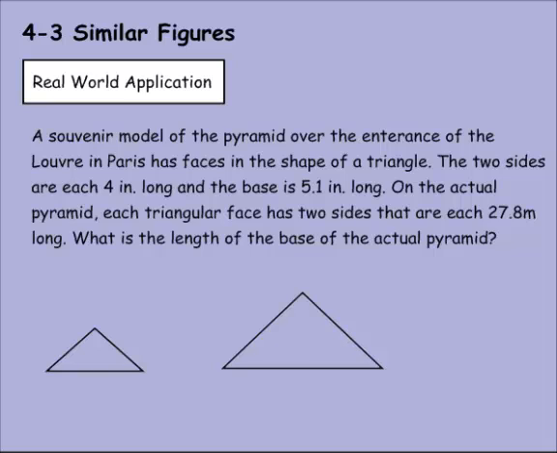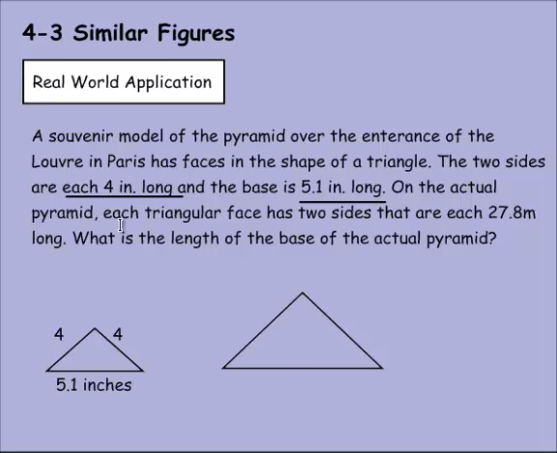Finally, a real-world application. So a souvenir model, so the smaller model of the pyramid over the entrance of the Louvre in Paris, has faces in the shape of a triangle. The two sides are each 4 inches long, and the base is 5.1 inches long. So if we're going to mark this triangle, the base would be 5.1, and the sides would be 4.